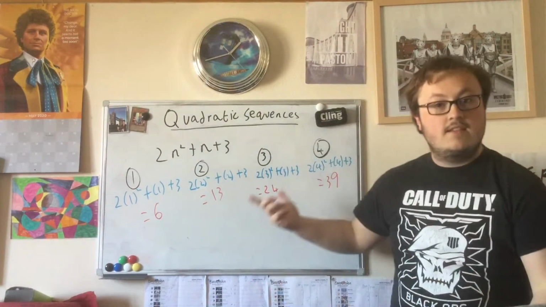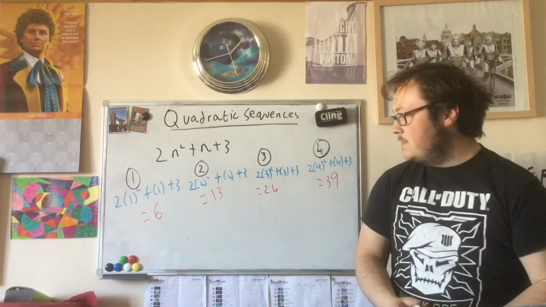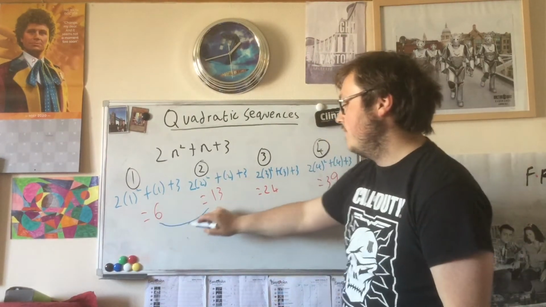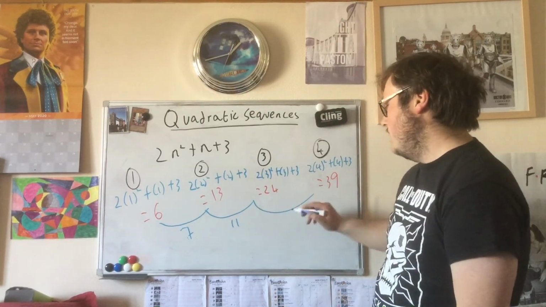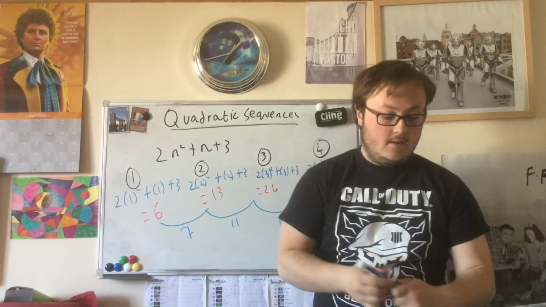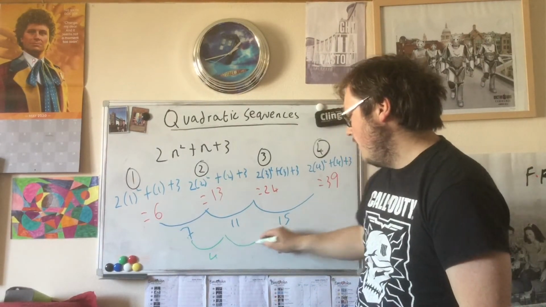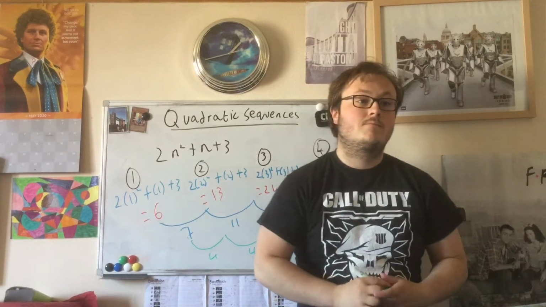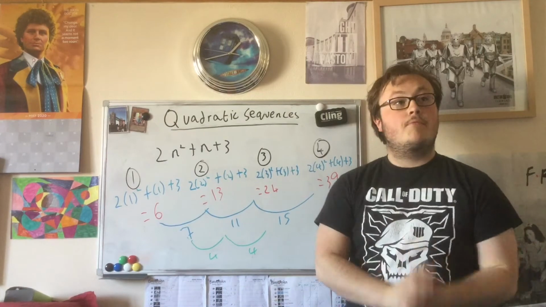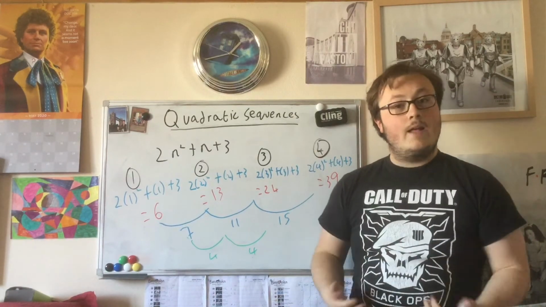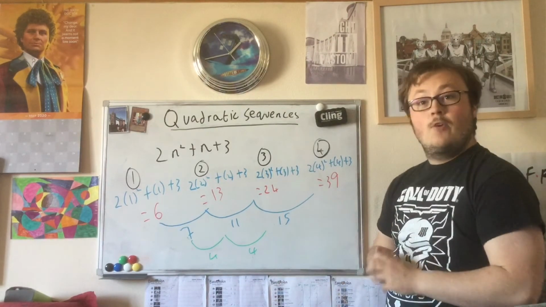Now let's prove that this is a quadratic sequence. I know we got the nth term as well, but let's just do it. So the difference between 6 and 13 is 7. 13 and 24, 11. 24 and 39, 15. What's the difference between those differences? 4. May not be 2, but they're still the same. So we've now proven that this sequence is quadratic as well, because we found the difference between those differences. It's pretty straightforward when you figure it out.